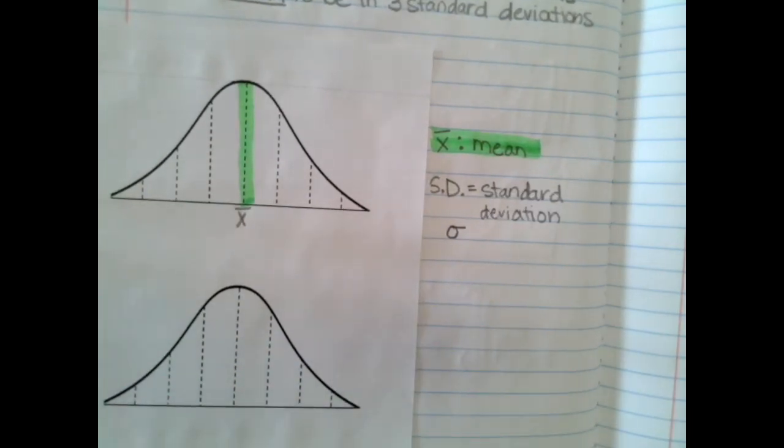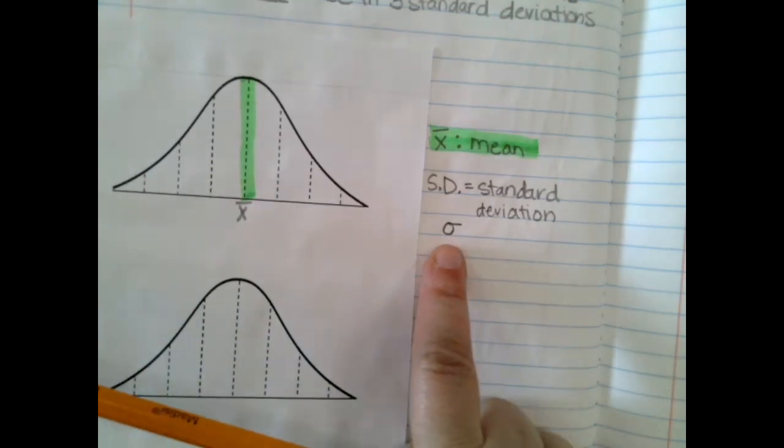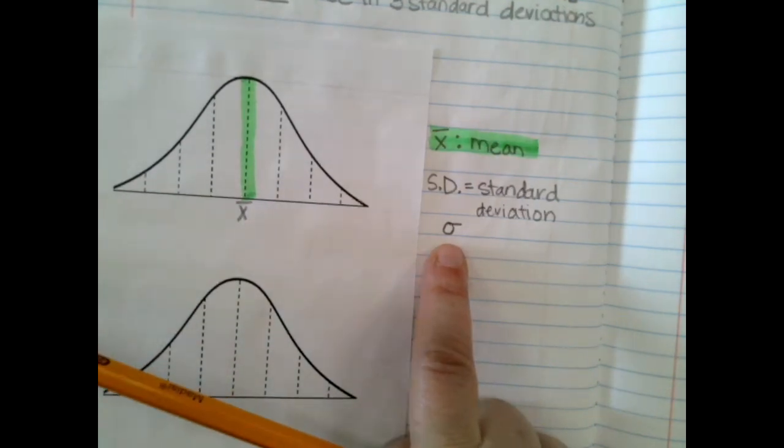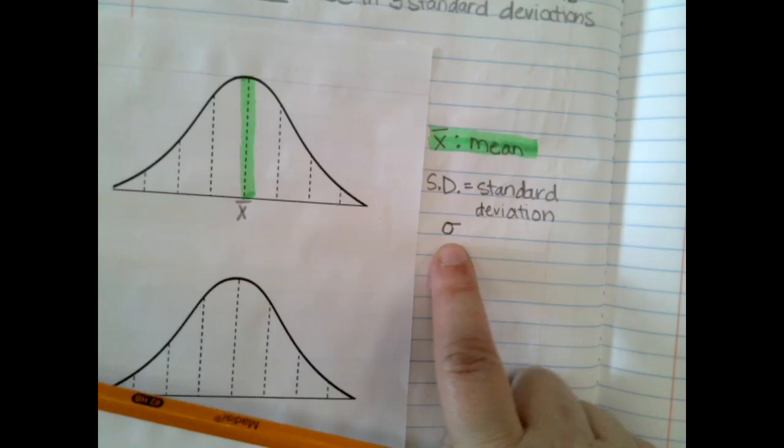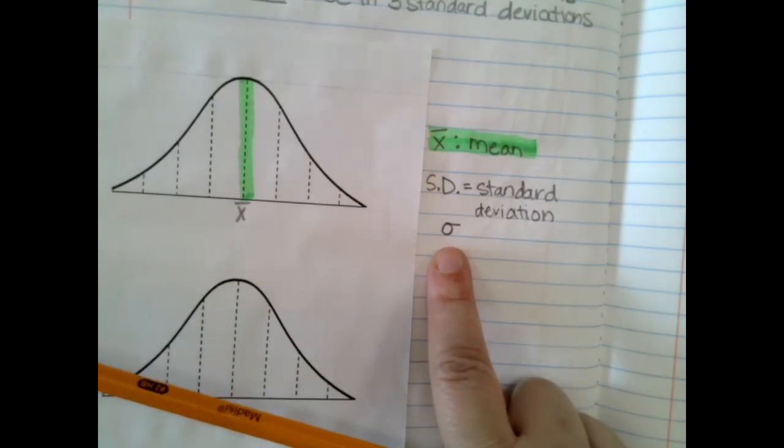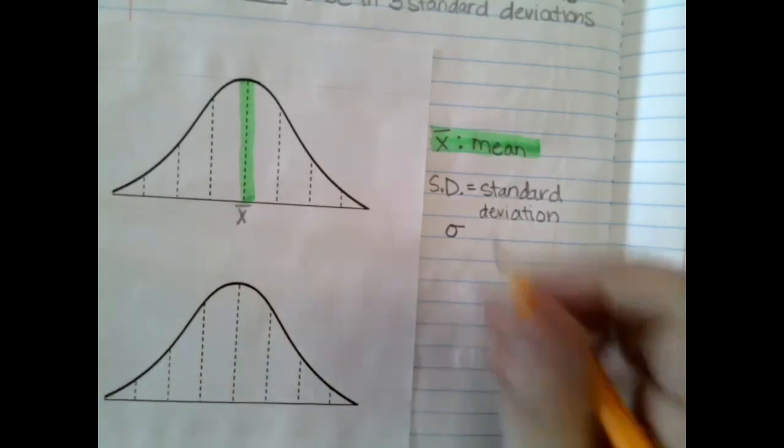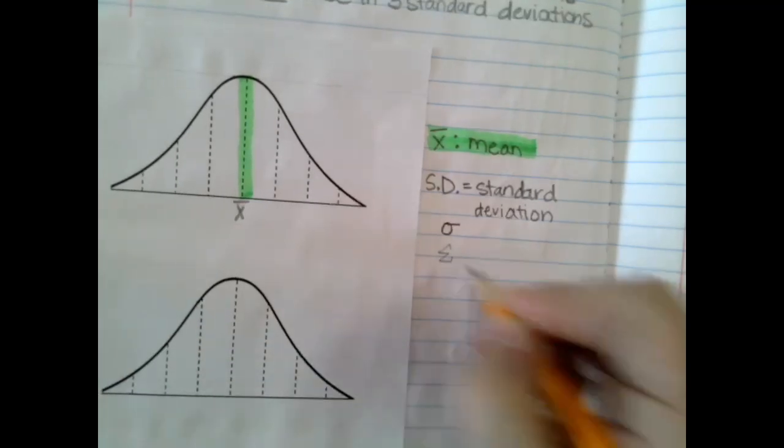We almost got through the whole alphabet. Not quite. How do you spell that? This is sigma. S-I-G-M-A. Sigma. And this is lowercase sigma. Uppercase sigma looks different. Uppercase sigma looks like this, but that has a different meaning in math.